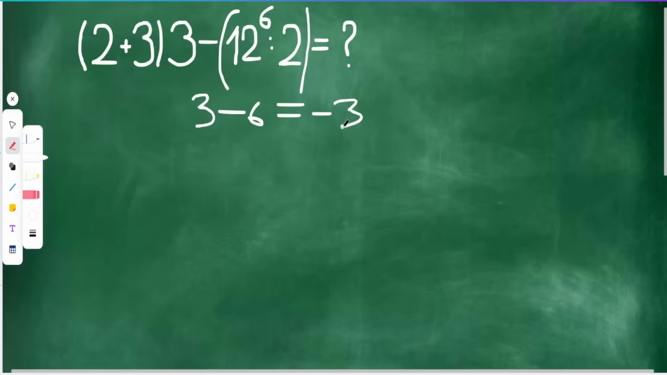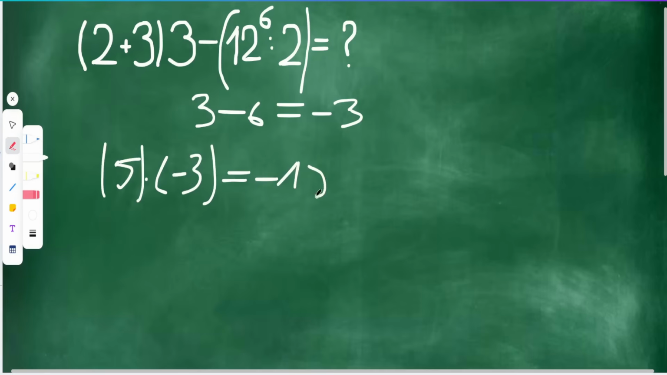Then you would multiply minus 3 with brackets, which would result in 5 multiplied by minus 3, which would be minus 15. I'm warning you right away that this is not the correct result. And this is because we didn't perform the operations in the right order.